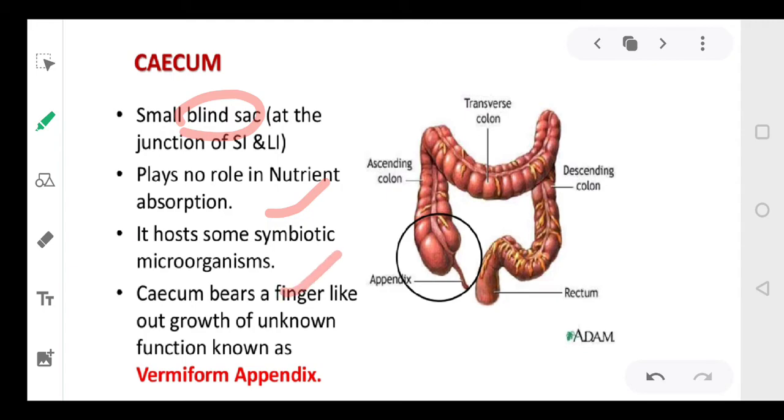Cecum also bears a finger-like projection which is called appendix. देखिए यहाँ पर आप देख सकते हैं, ये cecum structure है. The cecum structure has been highlighted और यहाँ पे एक structure निकला हुआ है that is called appendix. और आपने कई बार सुना होगा कि लोगों को appendix की problem हो गई है, तो ये यहाँ पर है. इस appendix का कोई काम नहीं है. It is a vestigial organ in your body. Okay, it has no function at all.